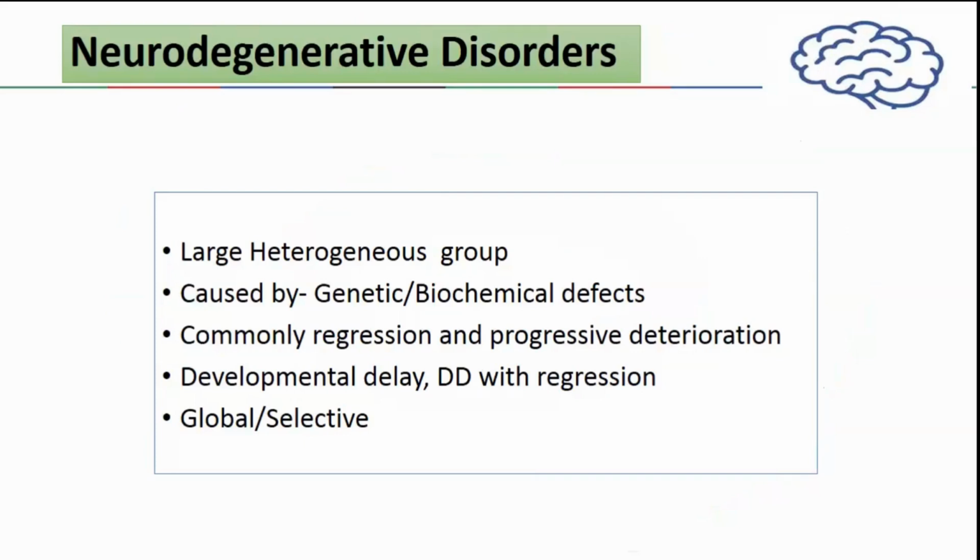fall in. So this is caused by a biochemical defect at some level. Most of these are autosomal recessive in origin, but you have others like mitochondrial and autosomal dominant also.